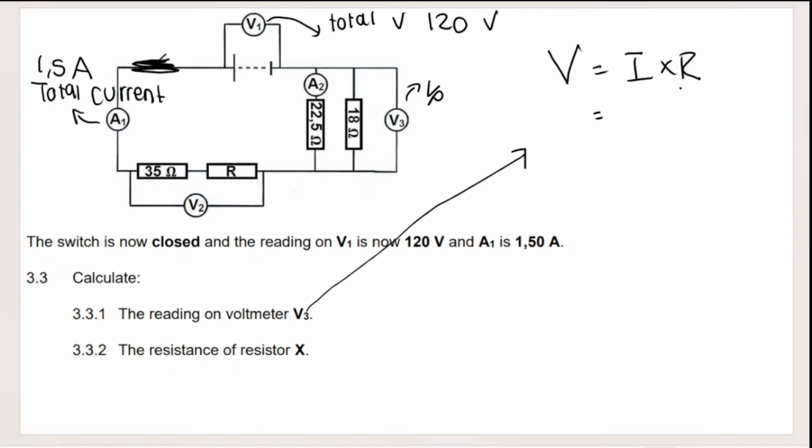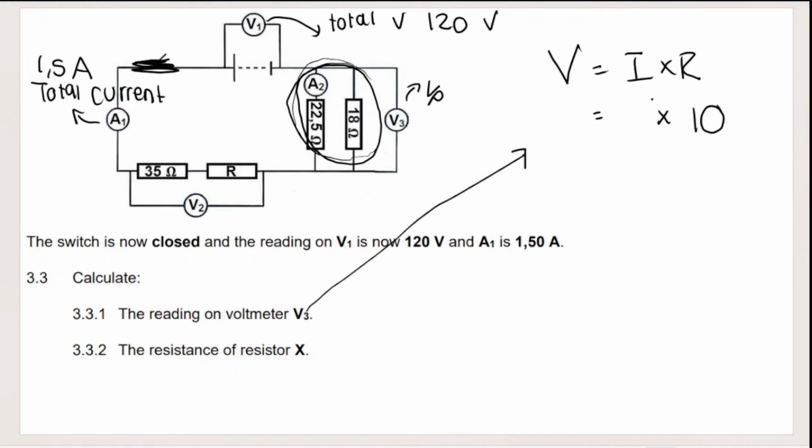The resistance that I'm using is going to be 10. We just calculated that in the previous question. It's the effective resistance, or the total resistance, in parallel, which is 10. We just calculated it. You can't use 18. You can't use 22,5, because we're looking at the overall or the effective resistance in parallel, which is 10.